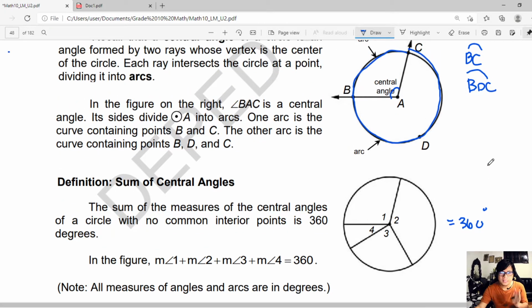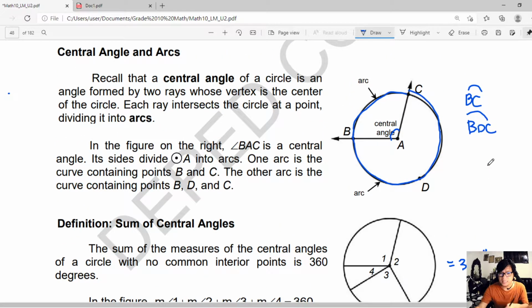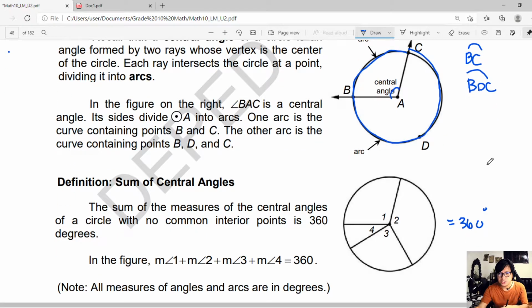Now, what is the relationship between the central angle and its intercepted arc? The relationship between the two is that their measures are equal. Take for instance, let's say the measure of this central angle is 40 degrees.